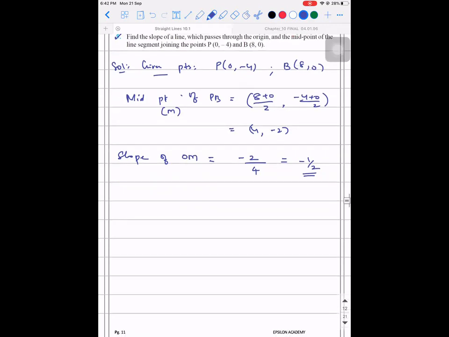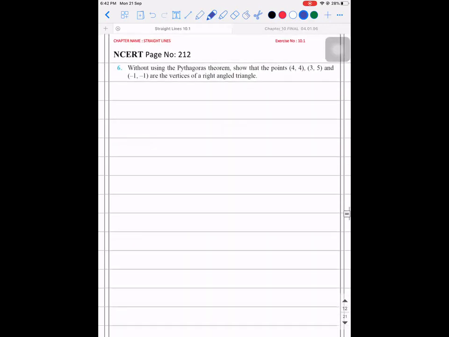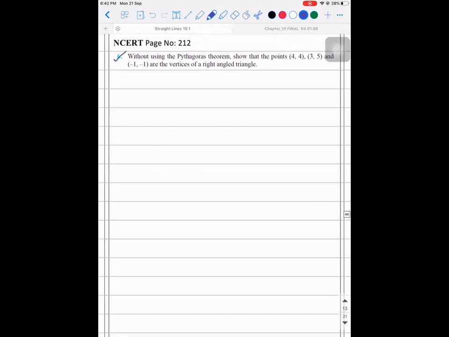Okay, listen, going to the next problem. Without using Pythagoras theorem, show that the points (4, 4), (3, 5) and (minus 1, minus 1) are the vertices of a right angle triangle. How will you prove this? So you have (4, 4) here, maybe (3, 5) here.